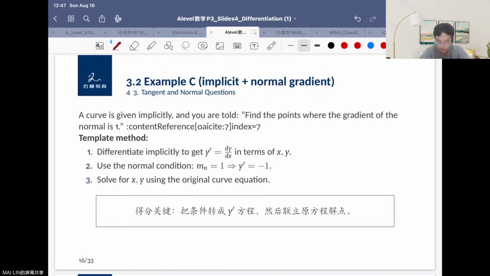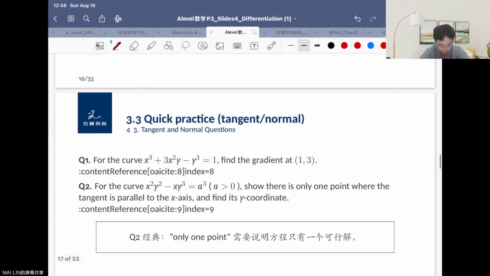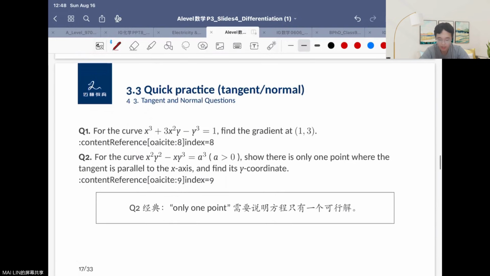Okay, so for example, a curve is given implicitly, and we're told to find the two points where the gradient is 1. The method is to first find the differentiation in terms of x and y, then set the gradient dy over dx equal to 1, or equal to negative 1, and then solve for x and y using the original curve equation, okay? So for question 1 and question 2, let's solve it together.